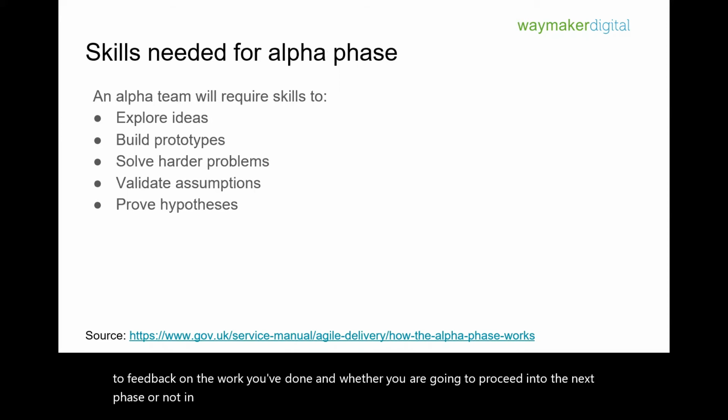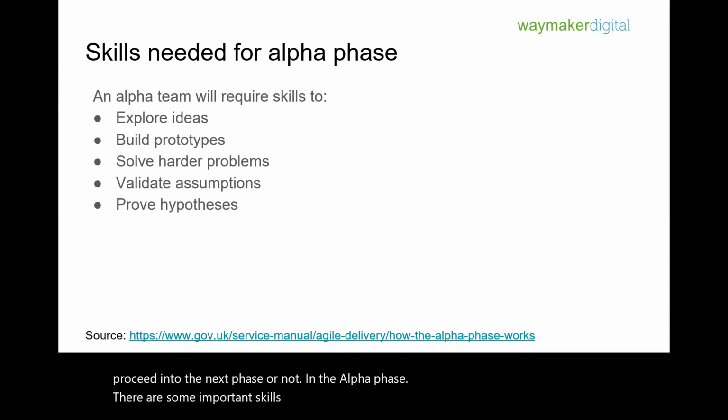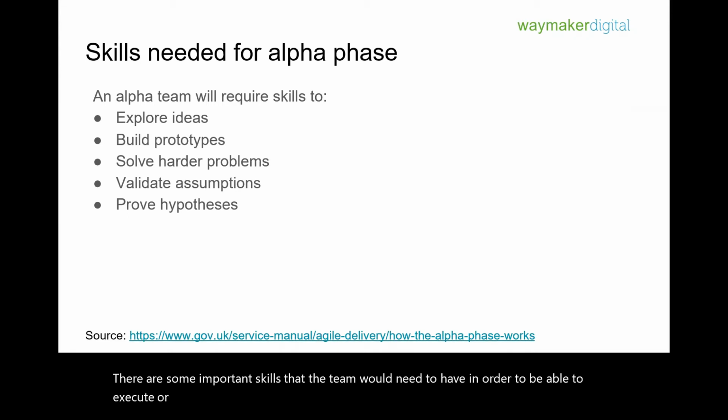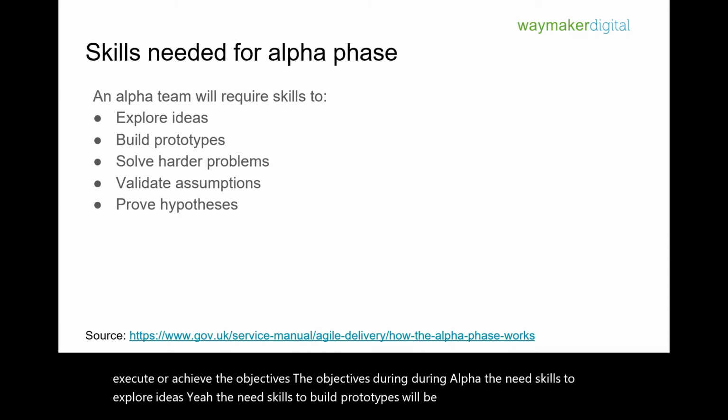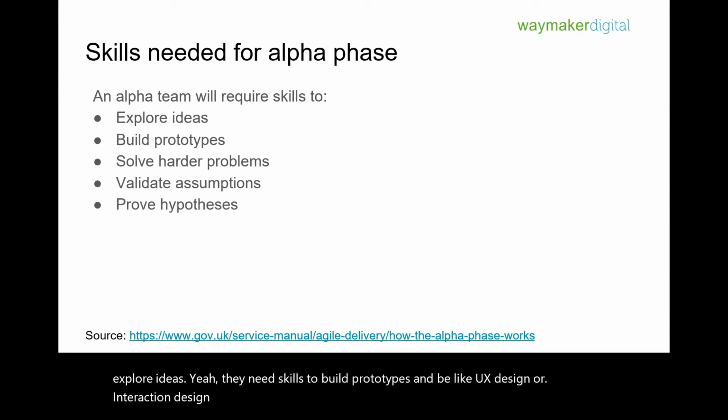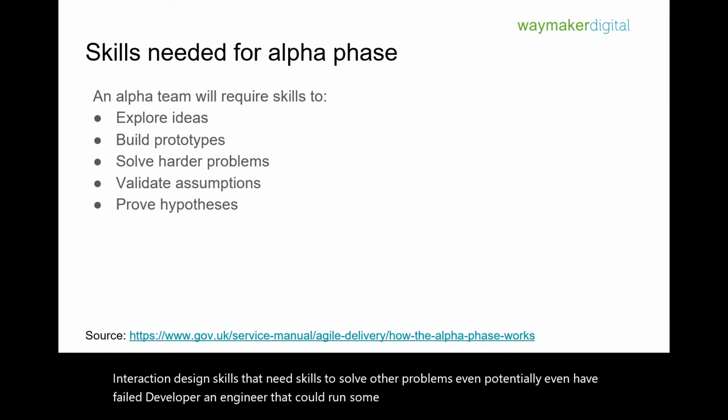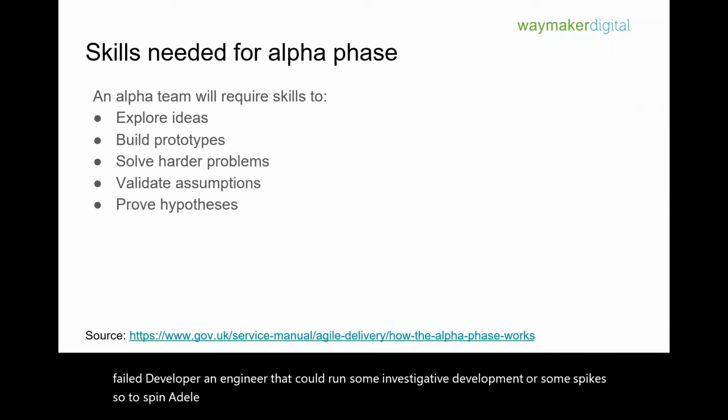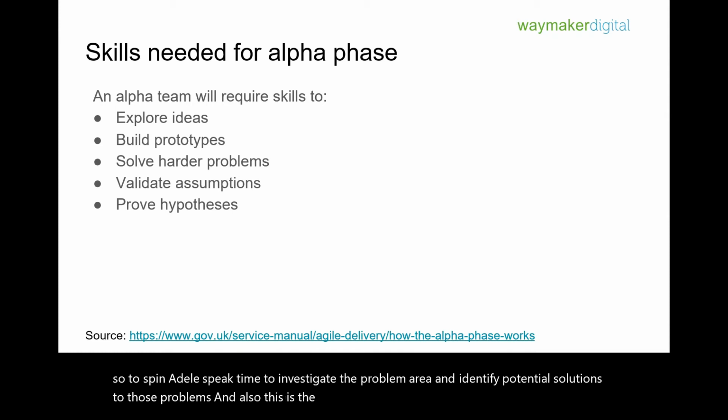In the alpha phase, there are some important skills that the team would need to have in order to execute or achieve the objectives during alpha. They need skills to explore ideas, they need skills to build prototypes, like UX design or interaction design skills. They need skills to solve other problems, potentially even have a developer and engineer that could run some investigative development or some spikes, so to speak in agile, to investigate a problem area and identify potential solutions to those problems. And also, this is the time that you want to begin to validate your assumptions.